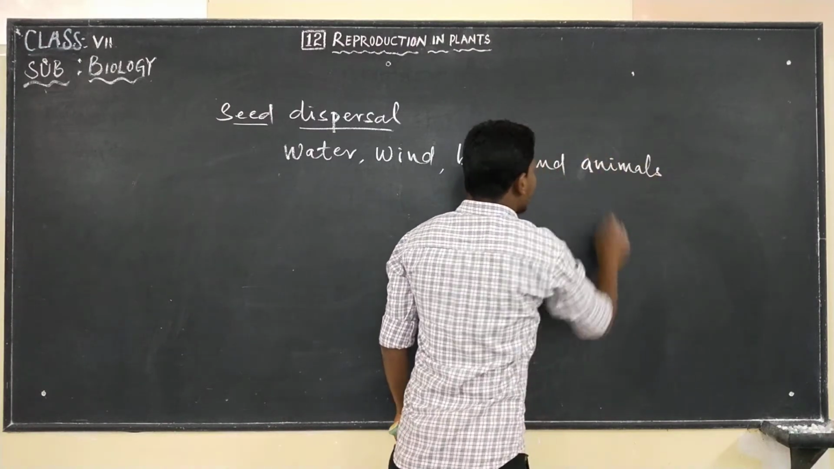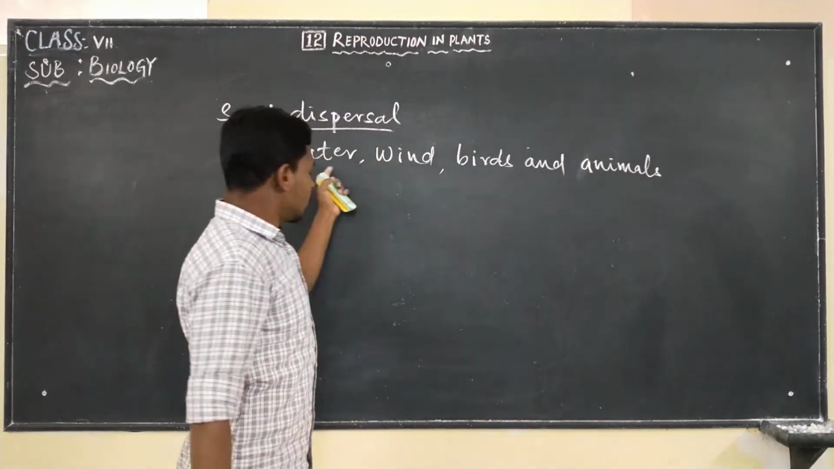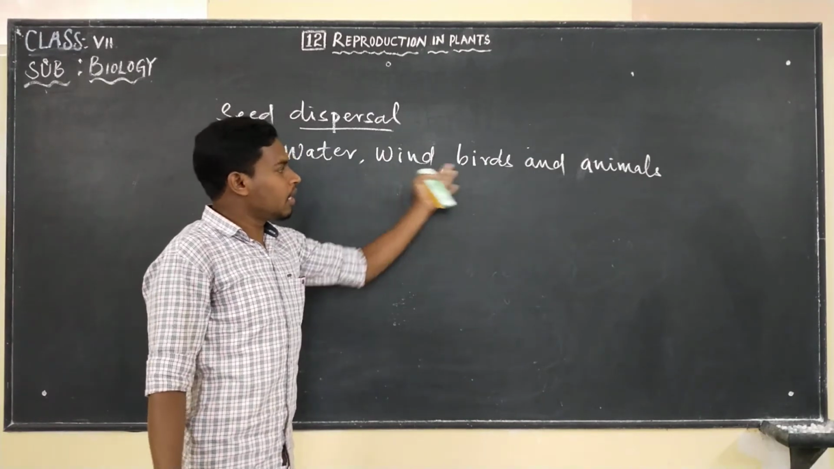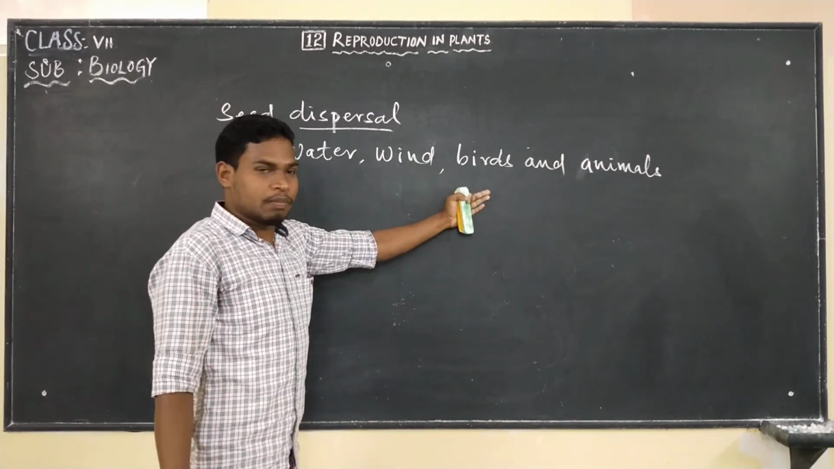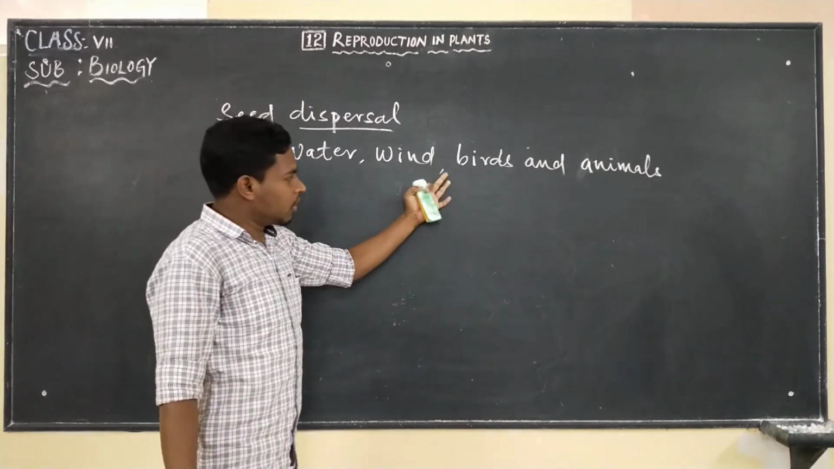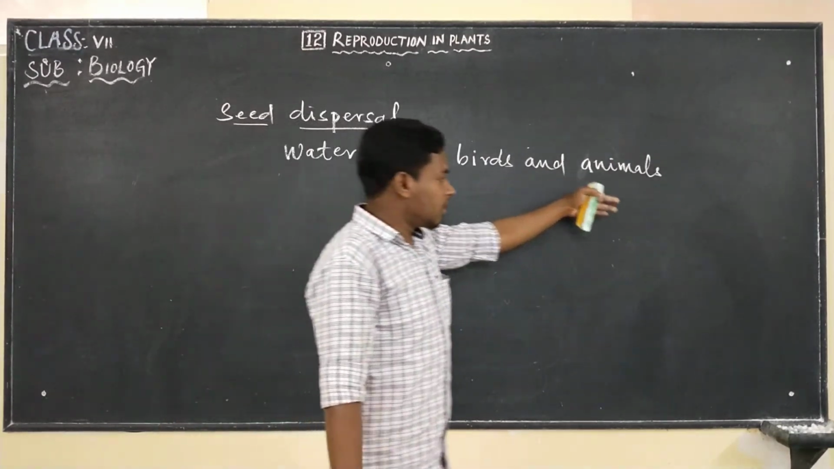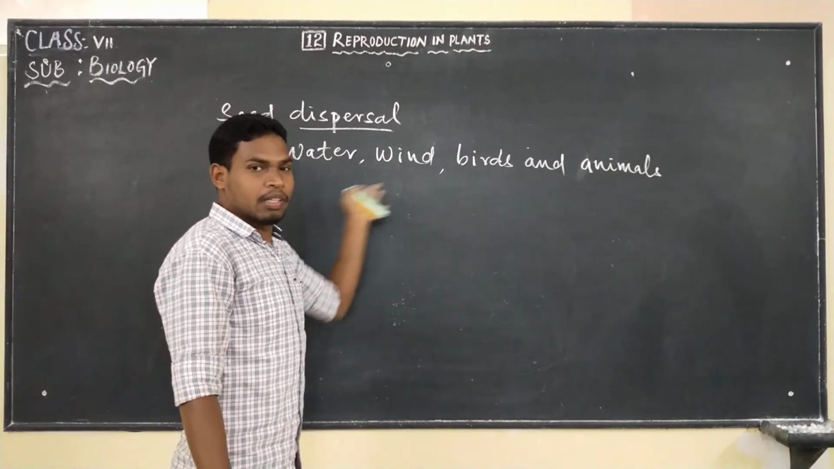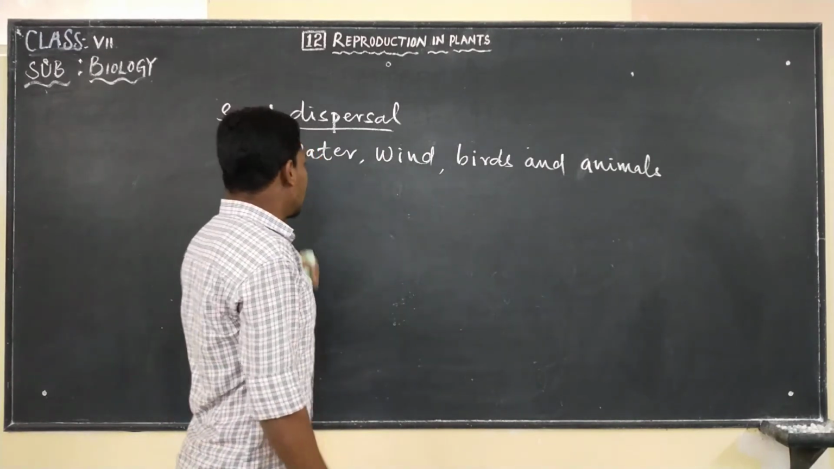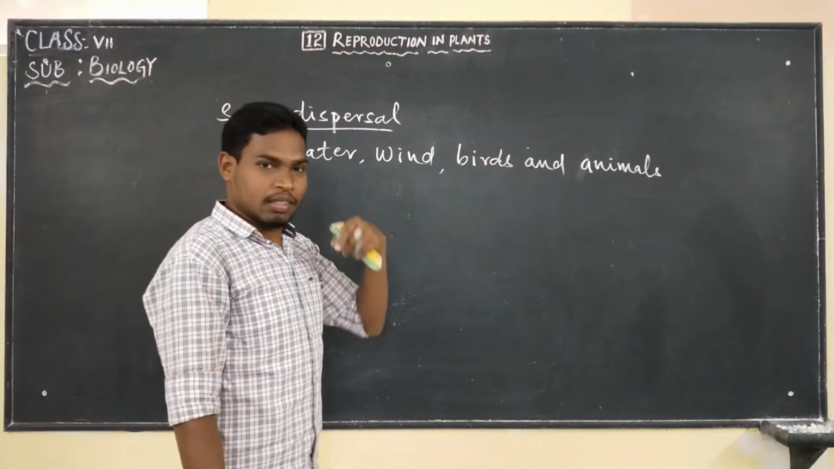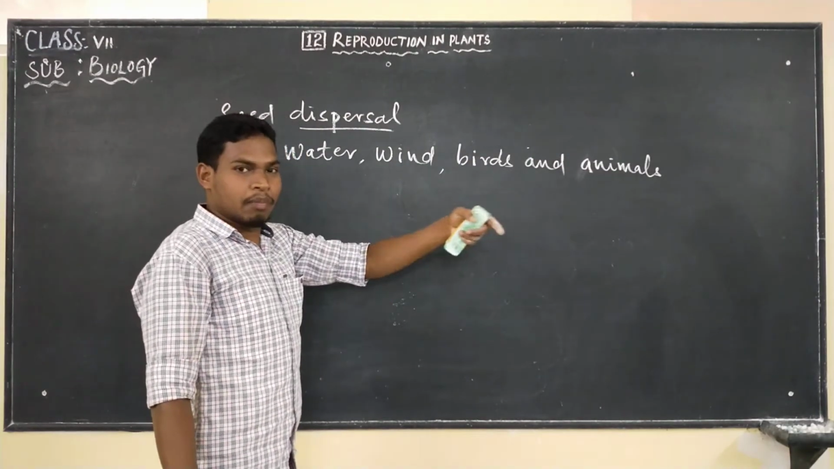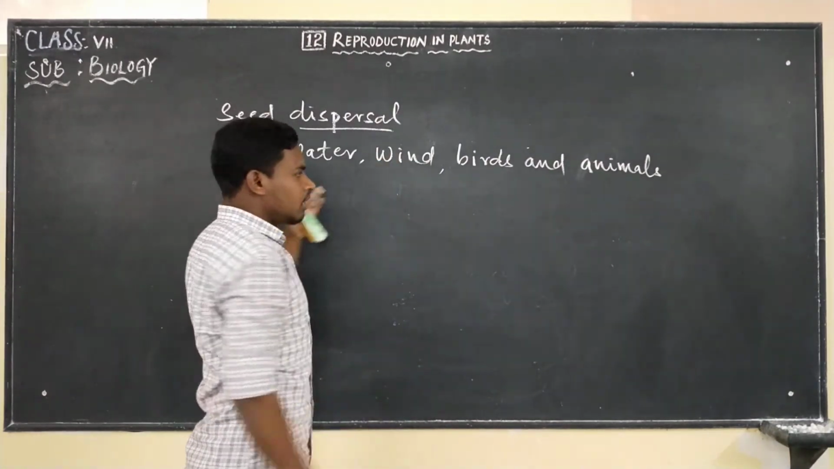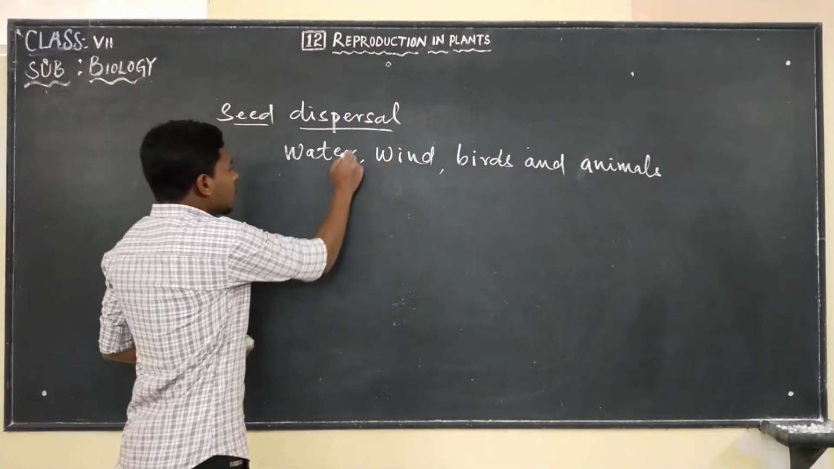Okay, so through these, seeds are dispersed by the help of water, wind, birds and animals. Seeds are dispersed means seeds are transferred from one place to another place. Okay, and we find same plants in one region and same plants in a different region in nature because of this seed dispersal. So through water.